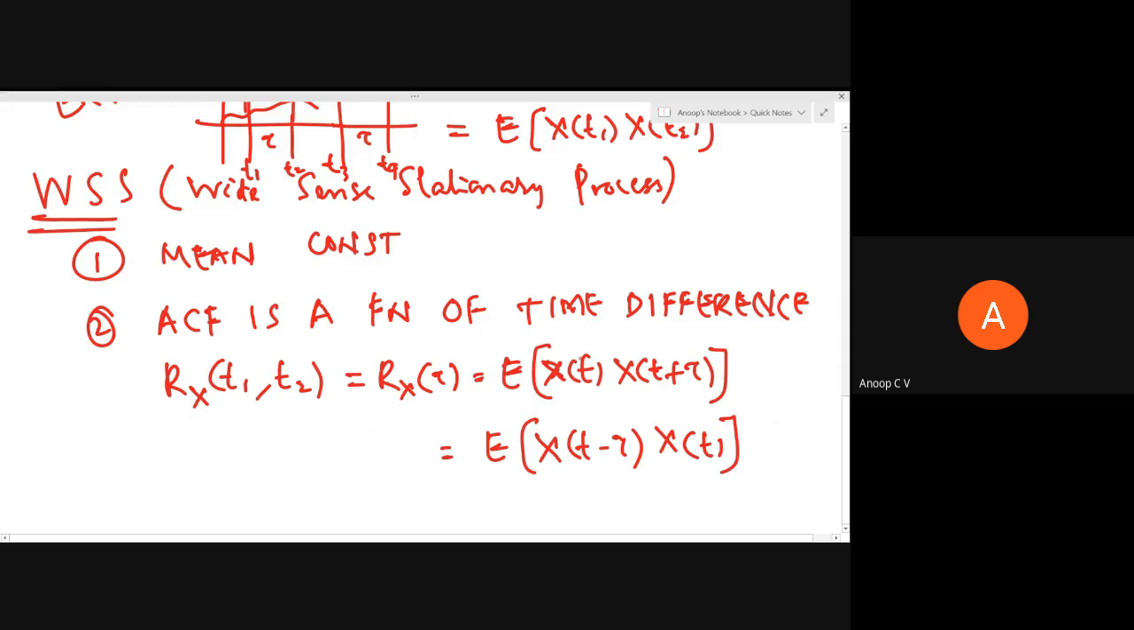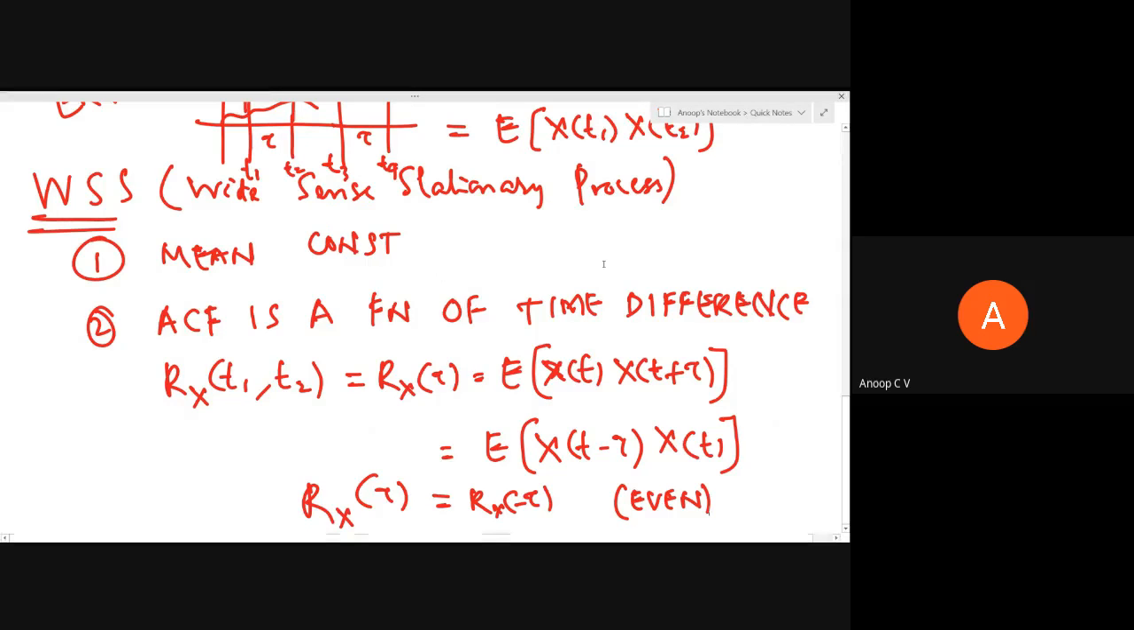So if these two conditions are satisfied, that is called a wide sense stationary process. And one more thing, for a wide sense stationary process, Rx of tau will be equal to Rx of minus tau. It will be an even function. So the autocorrelation function will be an even function.